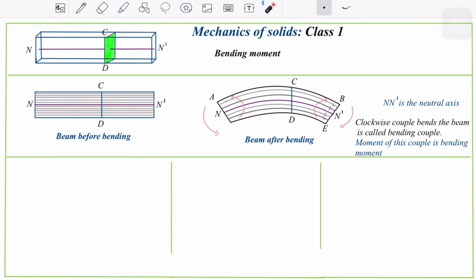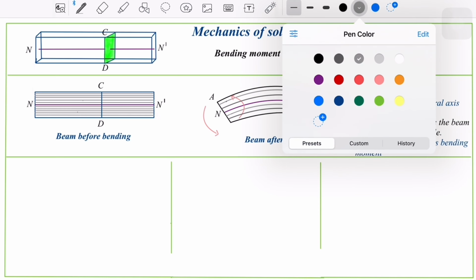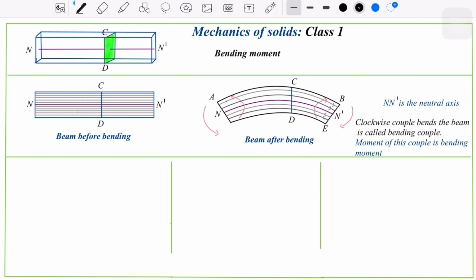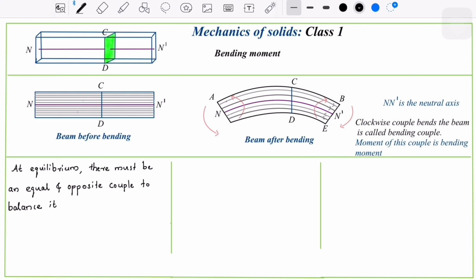And what is the effect of this clockwise couple? This clockwise couple will bend the beam, so we will call it the bending couple, and the moment of this couple is the bending moment, whose magnitude is equal to the external couple. We have seen that at equilibrium there must be an equal and opposite couple to balance the bending couple.